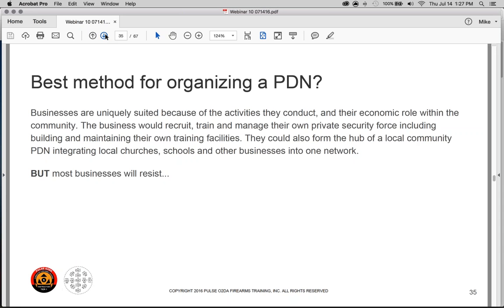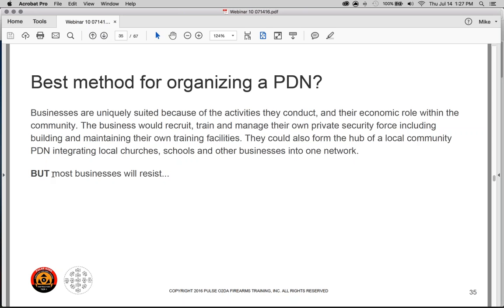But from the standpoint of starting to think about the best candidates for organizing a private defense network, at the top probably are businesses, because they're uniquely suited because of the activities they conduct and their economic role within the community. Businesses would recruit, train, and manage their own private security force, including building and maintaining their own training facilities. They could also form the hub of a local community, integrating local churches, schools, and other businesses into one private defense network.